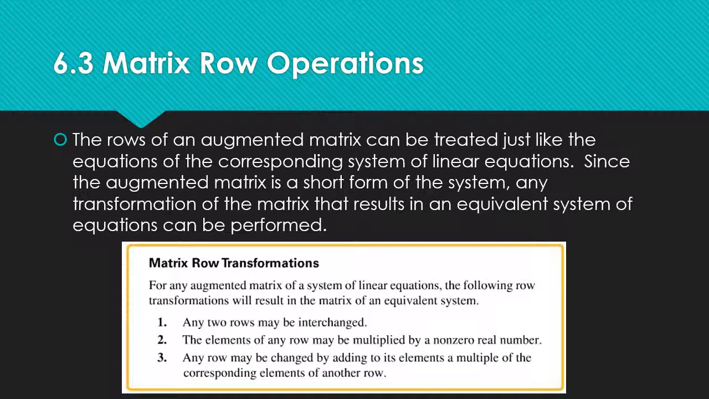Here are some rules for dealing with augmented matrices. Any 2 rows can be interchanged, so you can swap out 2 rows. The elements of any row can be multiplied by a non-zero real number.